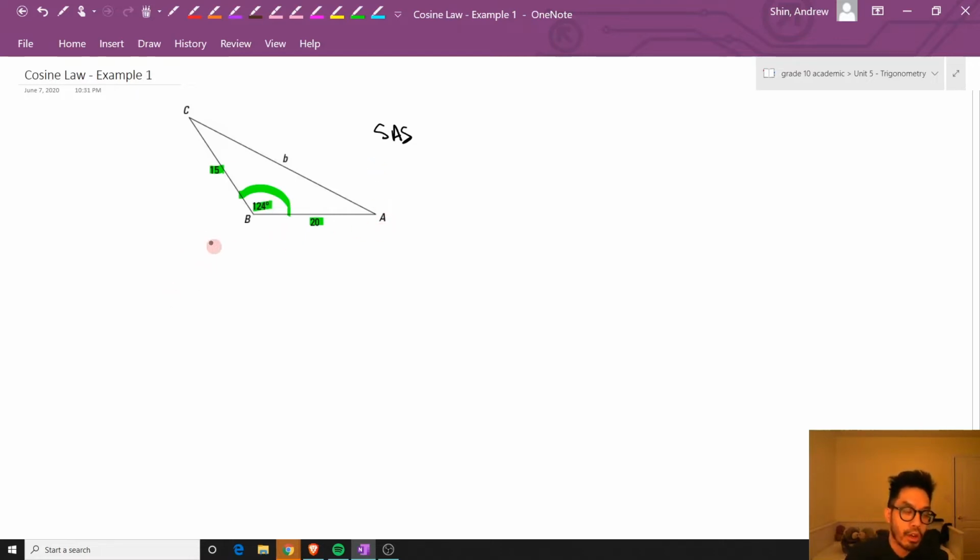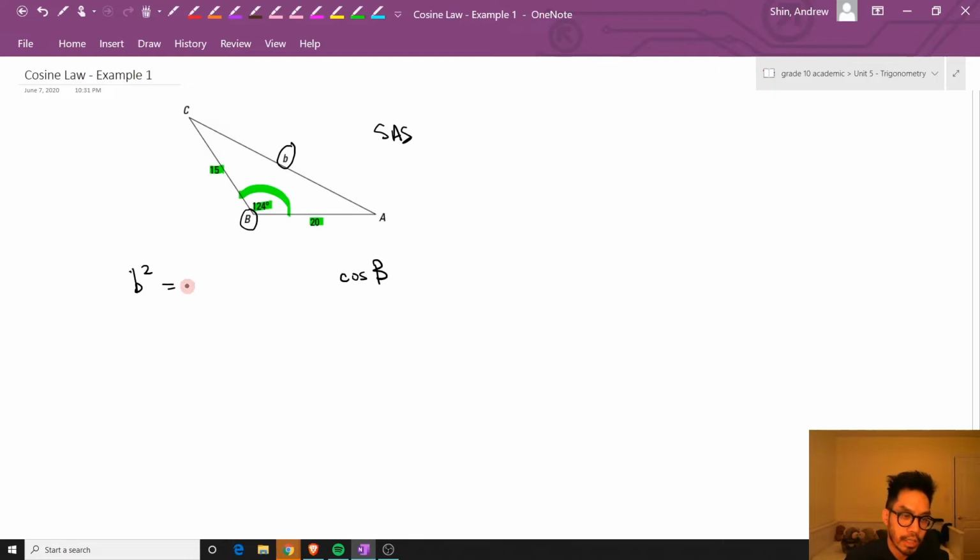So we're going to write out the cosine law now. And we are given angle B. If we are given angle B, we know we can solve for little b. That's the one we can find. So this is the version of the formula we need to use. B squared. And at the very end, cosine angle B, because that's what's given.